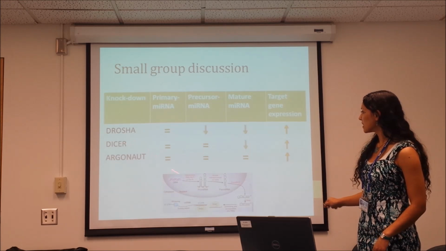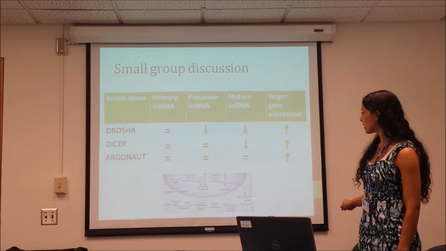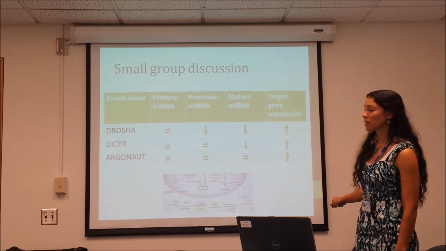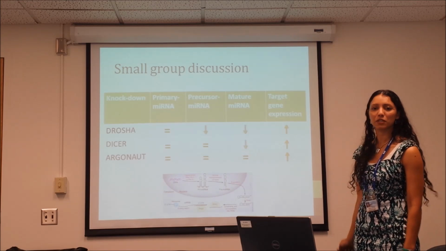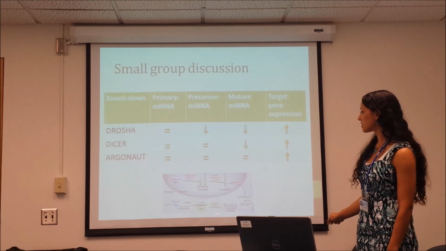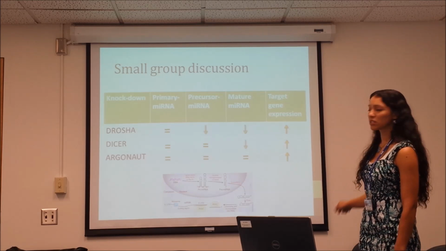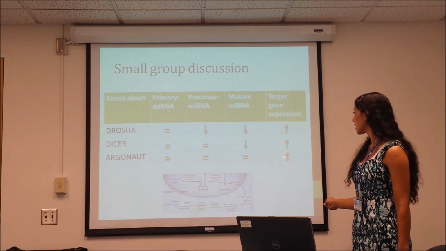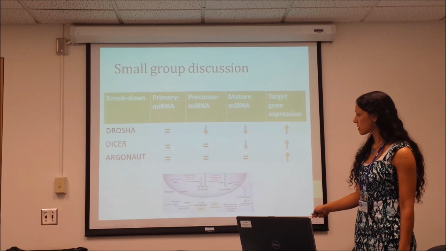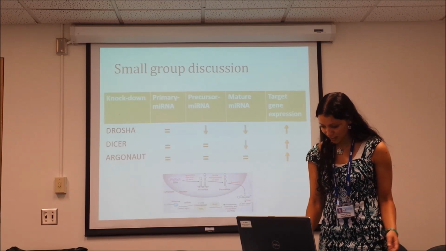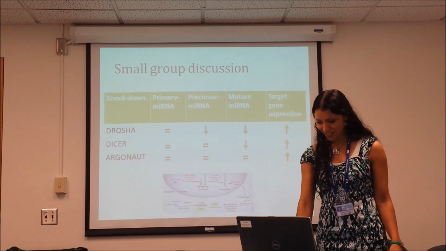And then when we knock down Dicer, we're one step downstream, so we expect to have equal amounts of primary and precursor, but less of the mature microRNA, therefore high expression of the genes. And when we only knock down Argonaute, everything else in the process will be unchanged, but the target gene expression we expect it to be high because Argonaute forms the complex that downregulates gene expression. So good job to the teams that got the highest points.